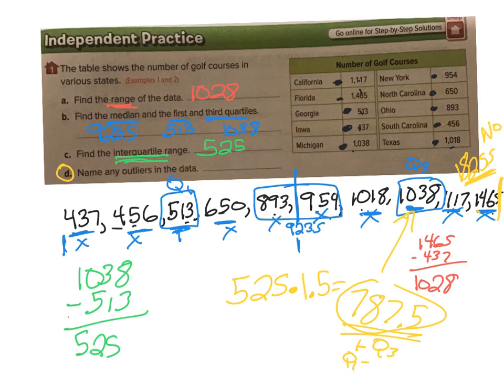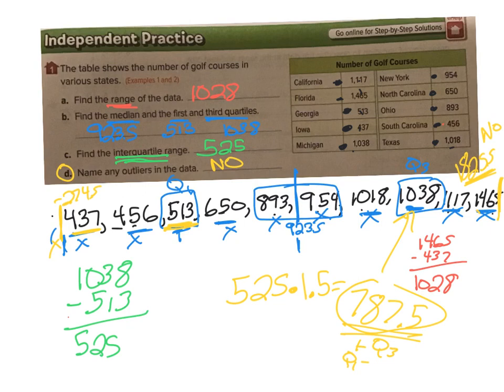So let's go to the small side. I take my quartile 1, 513, and I take away my interquartile range times 1.5, 787.5, and I get negative 274.5. Okay? My smallest one is a positive 435. There's nothing over here. So I would say there are no outliers. Okay? Hopefully you did okay on that one.